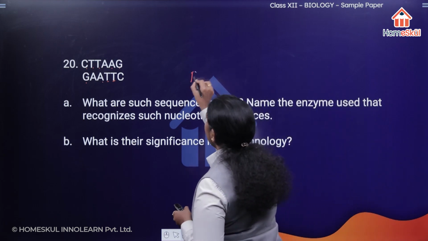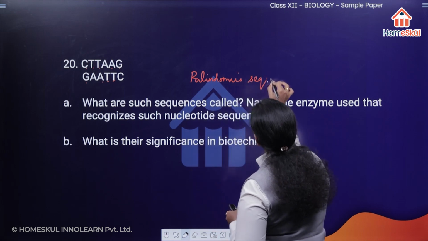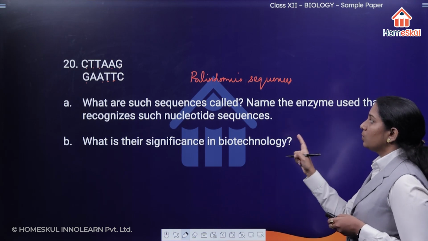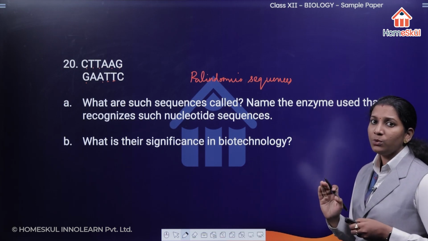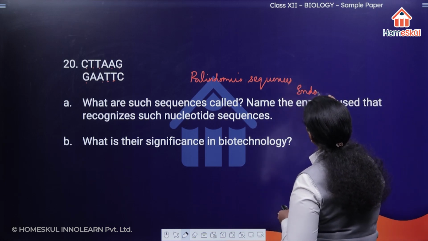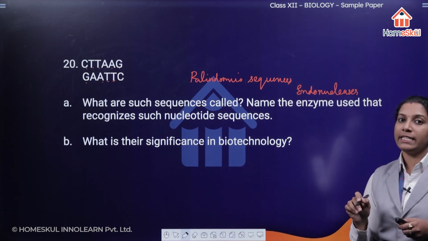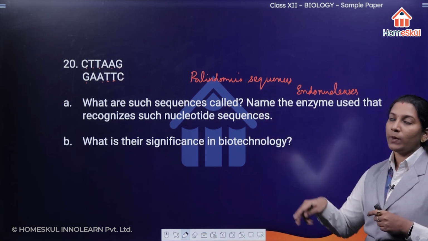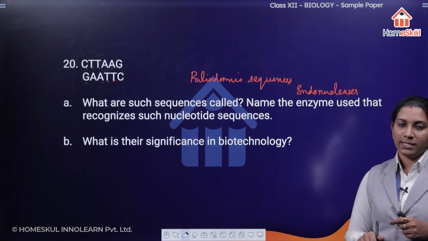Palindromic sequences. Okay, so they are called palindromic sequences. Right. Name the enzyme used that recognizes such nucleotide sequences. For recognizing these kinds of palindromic sequences, we can use endonucleases. That is the enzyme responsible. It's a restriction enzyme, and this endonuclease will read the sequences within the DNA sequence. That is why endonucleases are used for the recognition of these palindromic sequences.